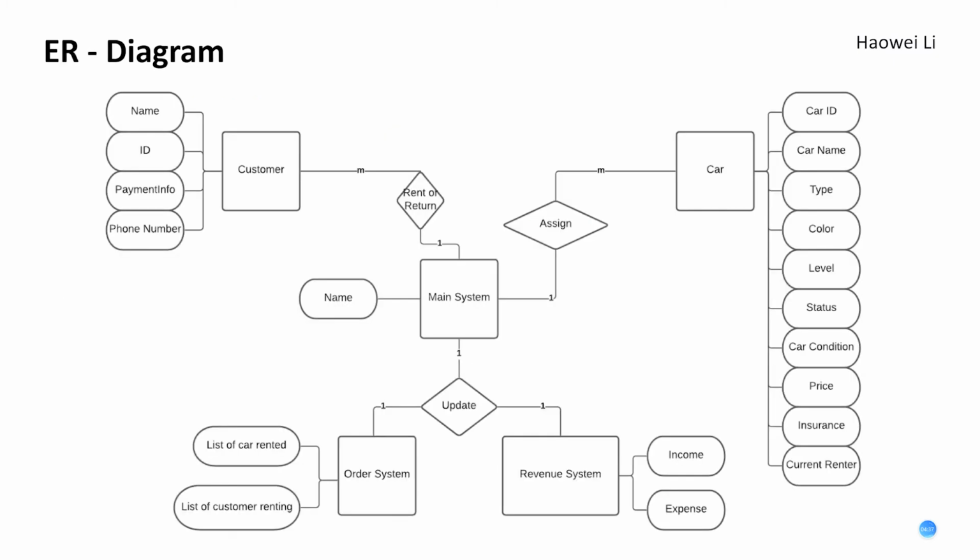Based on the four subsystems mentioned previously, here is our ER diagram, such that we have customer, car, the main system, the order system, and the revenue system as our entities.